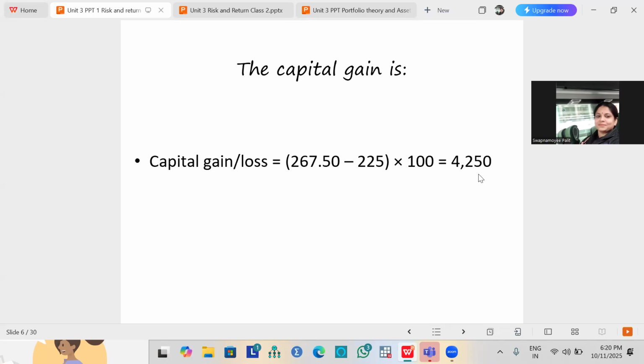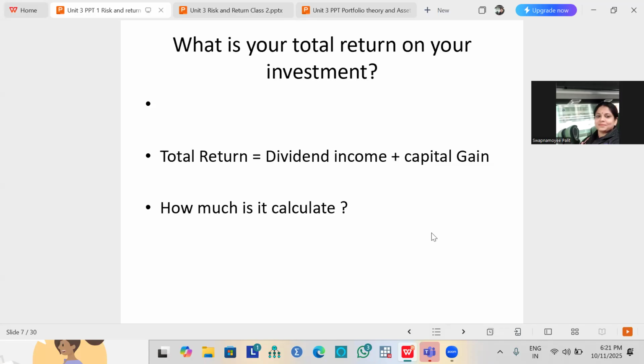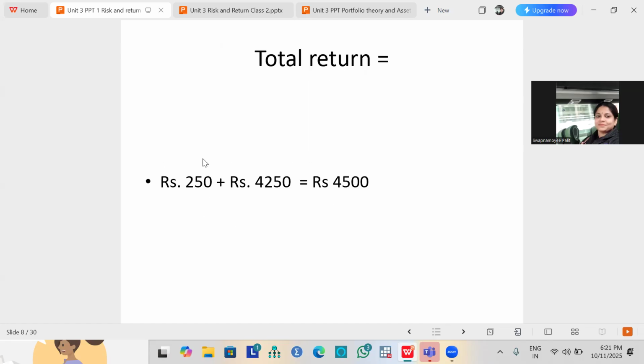Remember, the total return on any asset is your total dividend plus your total capital gain or loss. For a selling price higher than your buying price, you had a capital gain here. So what is your total return on your investment? It is your dividend income plus your capital gain: 250 is the total dividend and 4250 is the capital gain. So you have 4500 as the total return on this single asset, the 100 shares you have purchased.